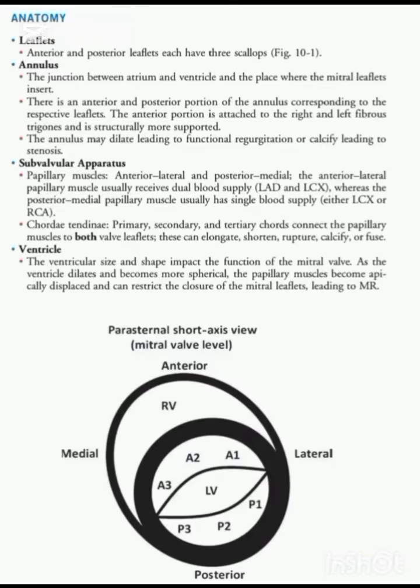Let me ask you a question. If you see an eccentric wall-hugging MR jet on color Doppler, can you grade severity by jet area alone, or do you need quantitative parameters? Hold that thought. We will assess it together shortly.